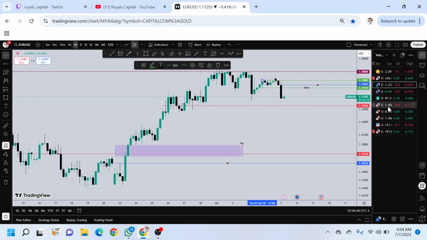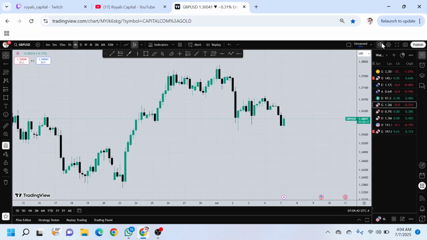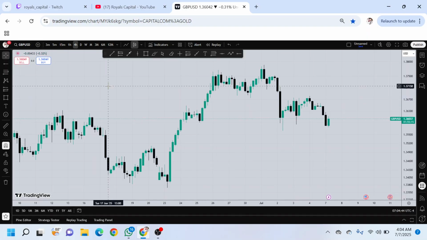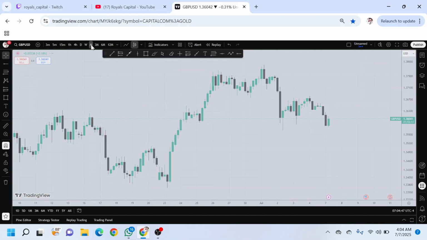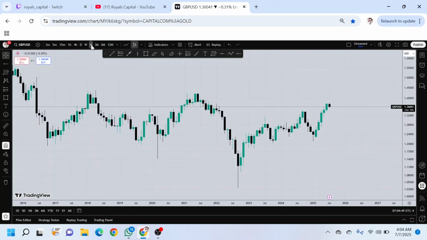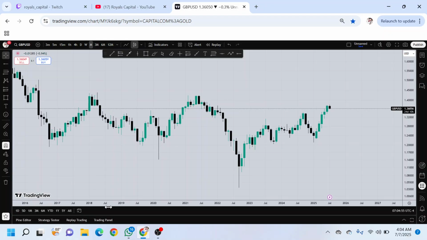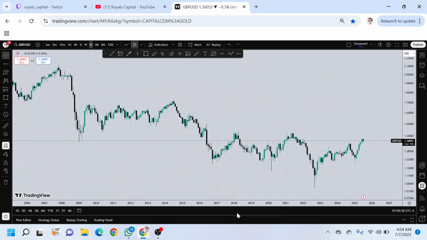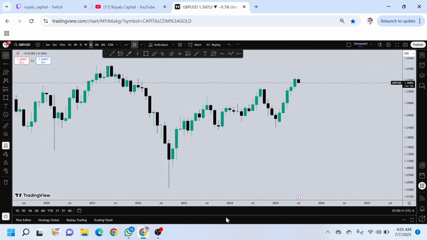Giving a quick recap on GU. Same thing again: EU and GU move in sync with each other, but GU is more volatile compared to EU. So, let's dive right into the chart.